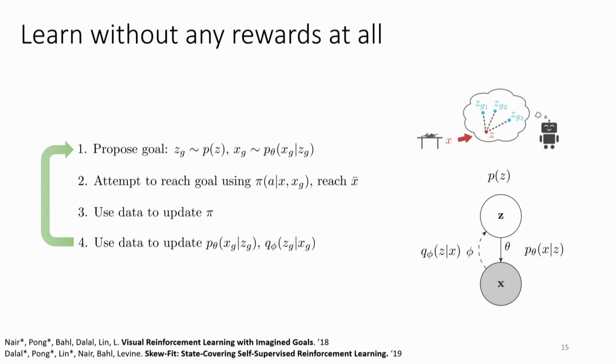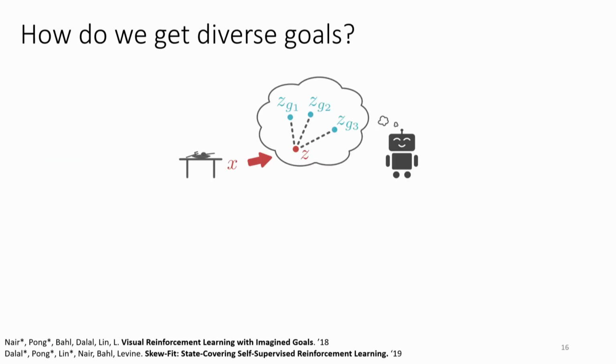But then the other, maybe more fundamental, problem is that if you use the data to update p theta and q phi naively via maximum likelihood training using the variational lower bound, then you'll just keep proposing the same kinds of goals that you've seen before. So we need some way to diversify.